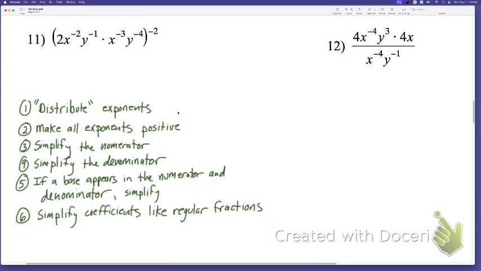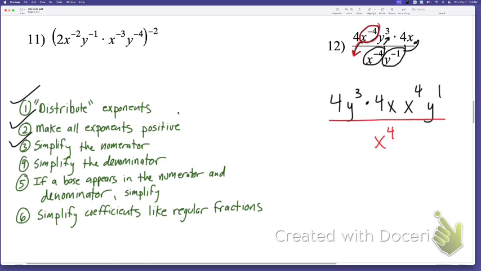Okay, number 12, distribute exponents. So nope, we don't have any parentheses like we had in problem 11 where there's an exponent outside the parentheses. Okay, so good there. Make all exponents positive. So remember, I'm not moving this whole thing because this is really 4 to the first. I'm only moving the base and its exponent. So these will move across the fraction bar.